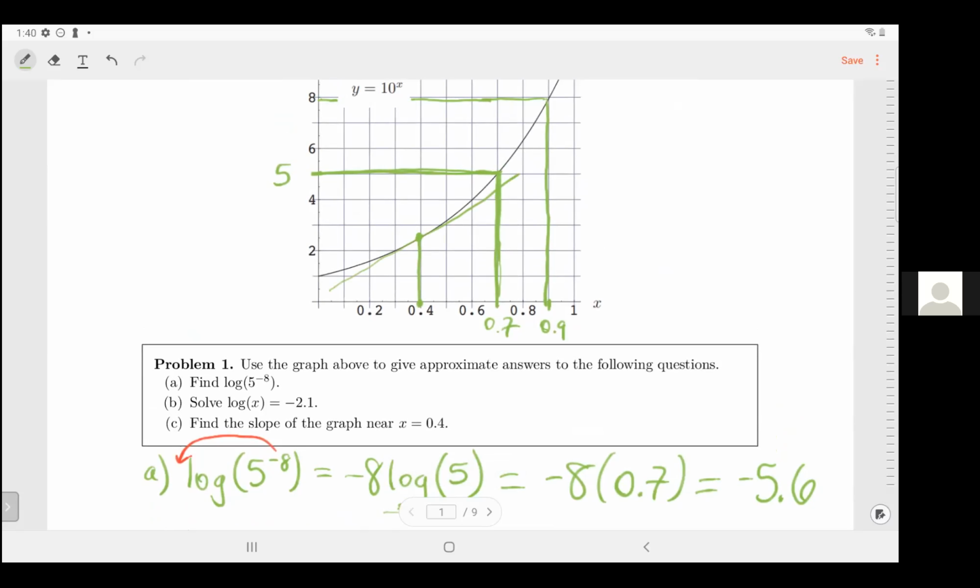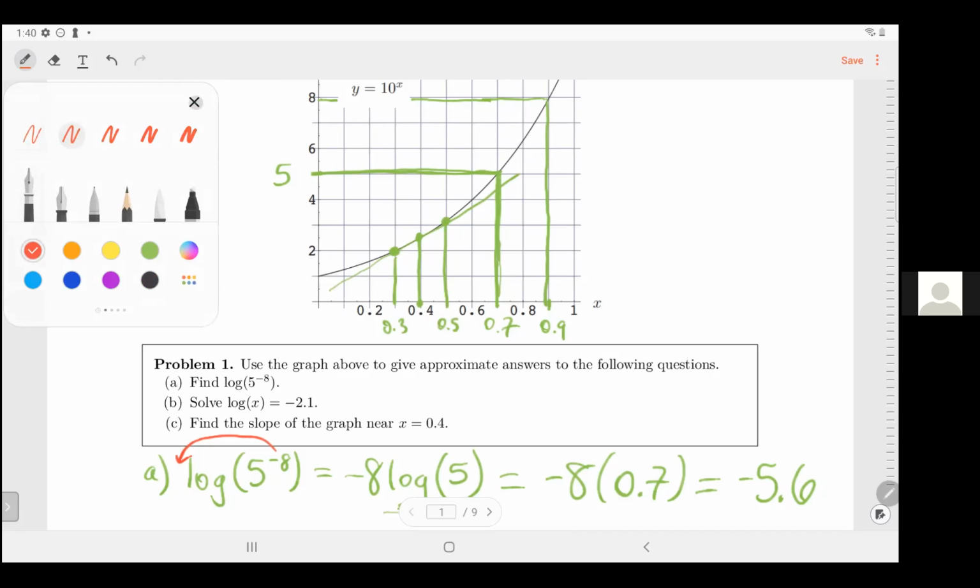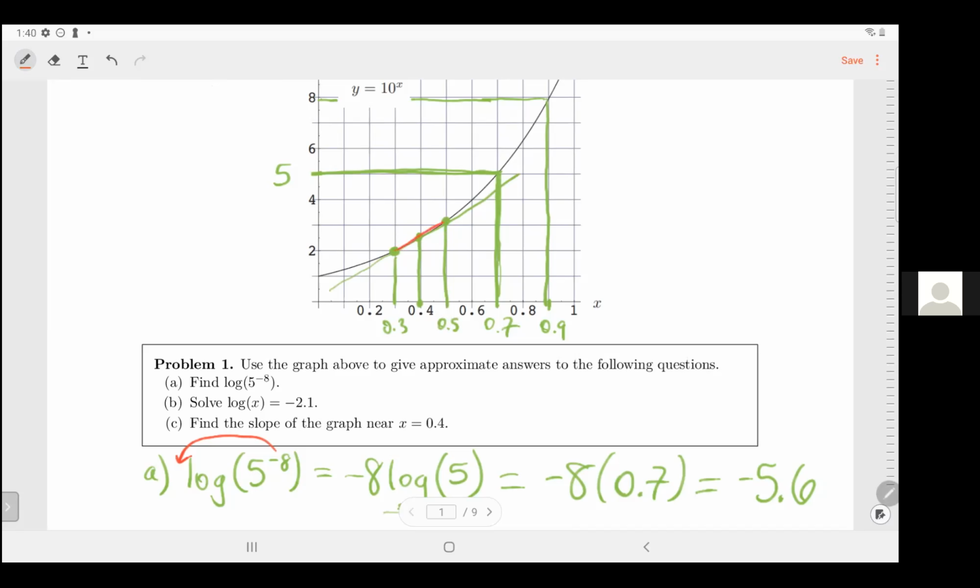Okay, so what I might do is I might instead take some points nearby. So let's say I took this point and this point. So that's 0.3 and 0.5. Or maybe you want to get closer and do like 0.35 and 0.45 to get a better approximation. I think this should work okay. So then I'm looking at the secant line, and the slope of that secant line should be pretty darn close to the slope of the tangent line, or the slope of the graph.